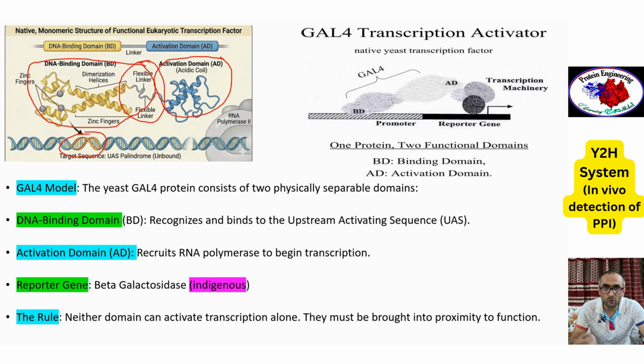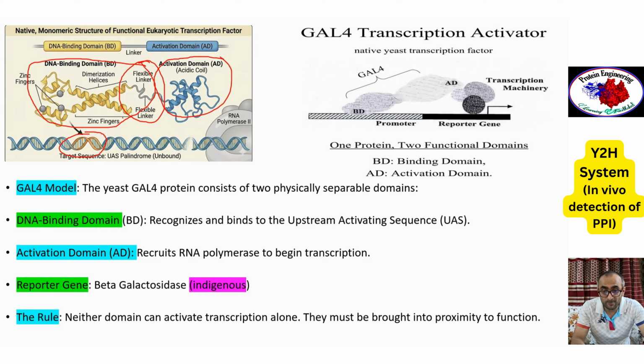A domain simply means a unit of a single polypeptide chain which can fold independently and perform its function independently. It means if you cut these two domains apart, they can still function. For example, the BD domain binds to the DNA promoter region, and the activation domain recruits RNA polymerase.